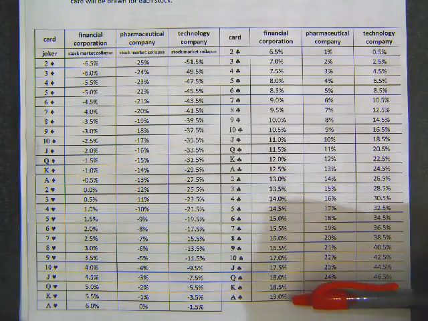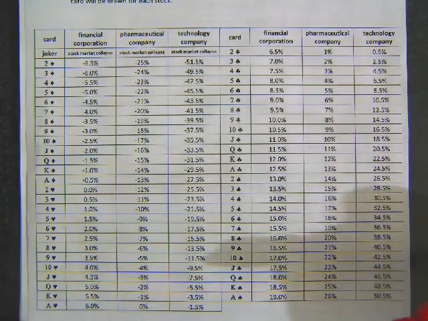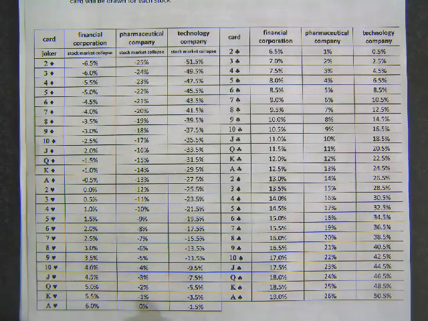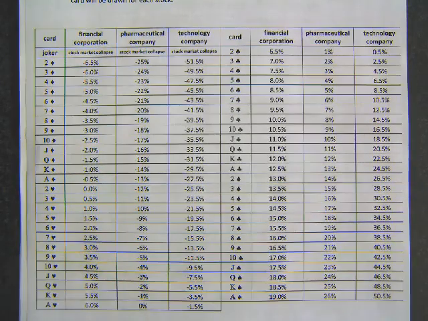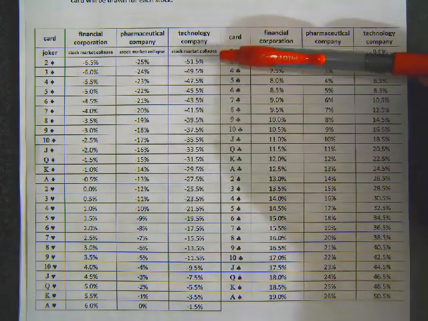You'll see that the most you can make is like 20%, versus if you do the pharmaceutical corporation, the second row, that one can make up to 26%, and the tech company can make up to 50%. So again, the more risk there is, the higher the reward can be. But it all depends on what it does. We don't know if the stock's going to go up 50% or the stock could actually drop by 50%.